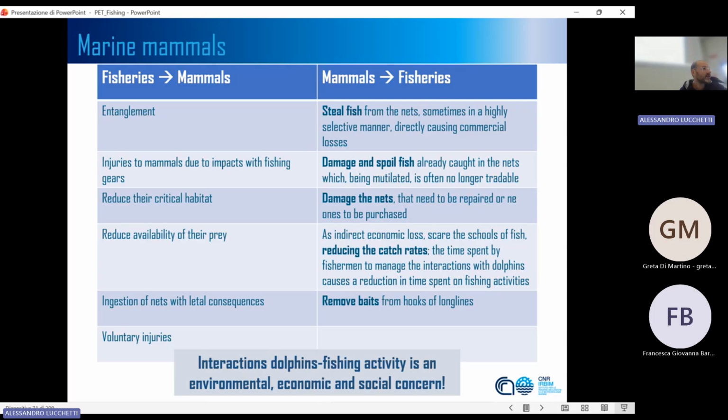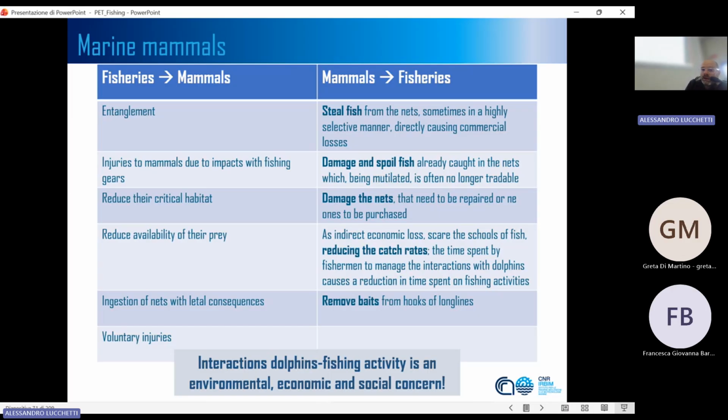Also, the fisheries can reduce the dolphins' prey. That's why dolphins are developing a depredation behavior. They know very well that if they follow the pair trawling, they for sure will find easy prey, anchovies that are discarded from vessel. Another problem is the ingestion of pieces of nets in the stomach that cause delayed mortality in the long period.